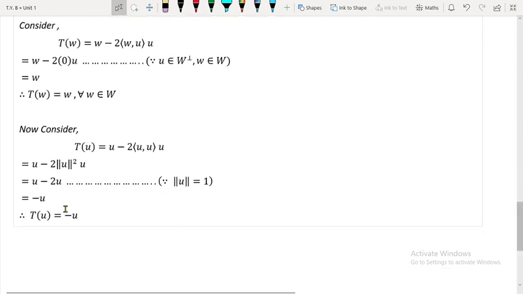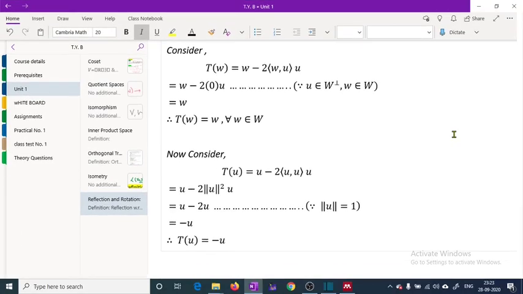And now I am going to consider this, and this inner product of u with u is norm of u square, or directly inner product of u with u is equal to 1, you can use that as well. Okay, doesn't matter. So u minus twice u which is minus u, and that is what we wanted to prove. So that's all. We will stop here for today.